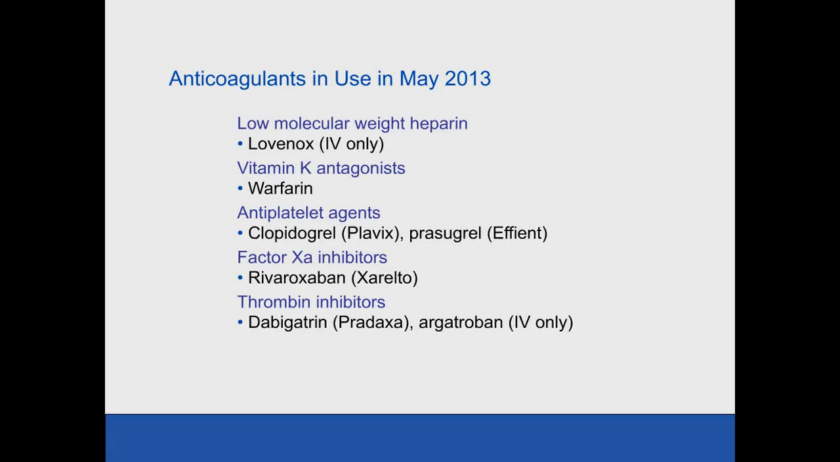Let's talk first about anticoagulants in use in the United States in 2013. First of all, physicians regularly use a low molecular weight heparin, Rivaroxaban. That's an intravenous only option and is short-term therapy. Within the category of vitamin K antagonists, warfarin is the only drug on the market today. Within the category of anticoagulant agents, clopidogrel, known as Plavix, and prasugrel, known as Efficient, are available. Within the category of factor Xa inhibitors, there's Rivaroxaban, known as Xarelto. That is the only factor Xa inhibitor available today. And then among the thrombin inhibitors, there's dabigatrin, known as Pradaxa, and argatroban, that is for IV use only.